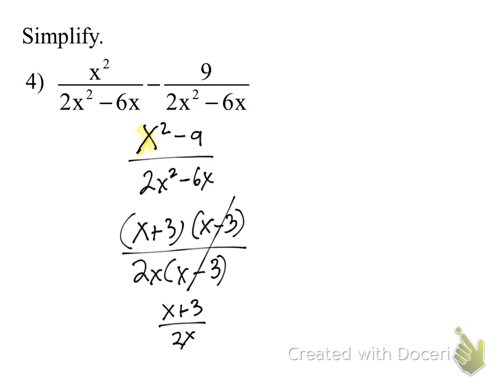All right, let's check our work. So the first one's x squared minus 9 over 2x squared minus 6x. The numerator becomes the difference of squares. We factor it like that. And the denominator, we factor a GCF. And then we can cross cancel, and we are left with x plus 3 over 2x.